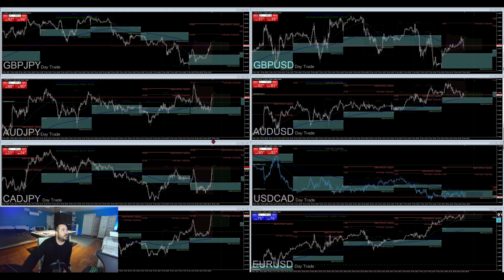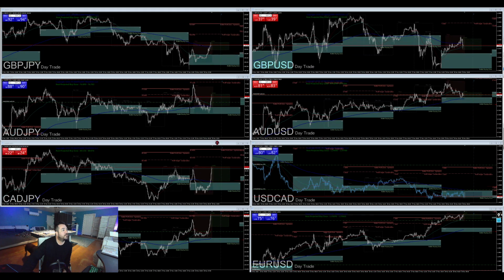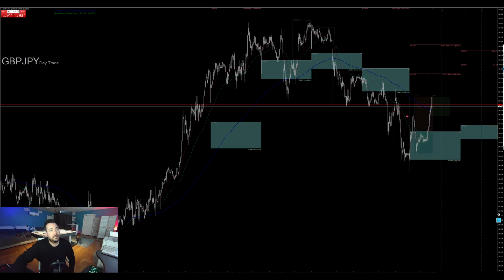One thing to note here, now that I'm waking up a little bit, the break to the upside on the pound yen occurred during the Asian session. So I'm going to go ahead and delete this out for now.